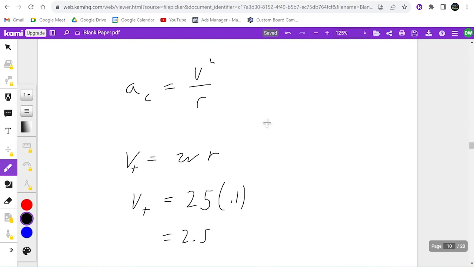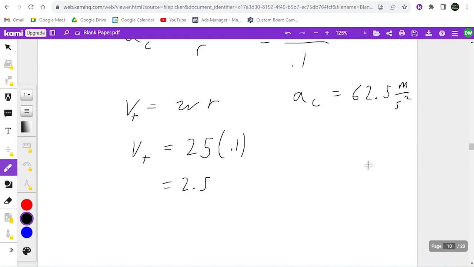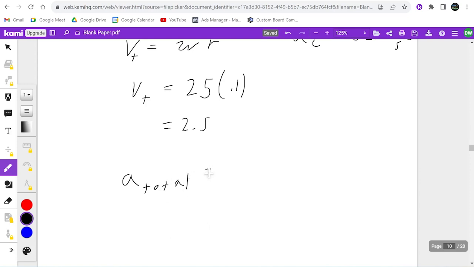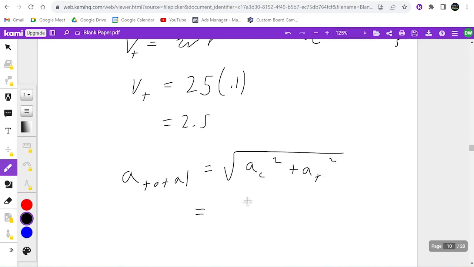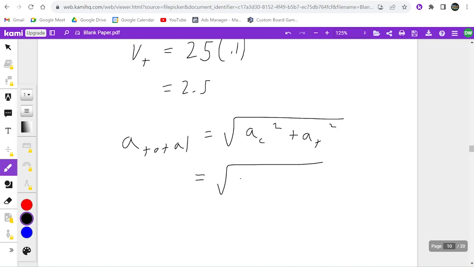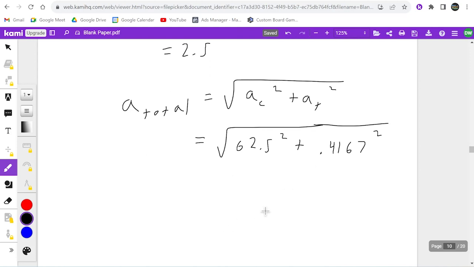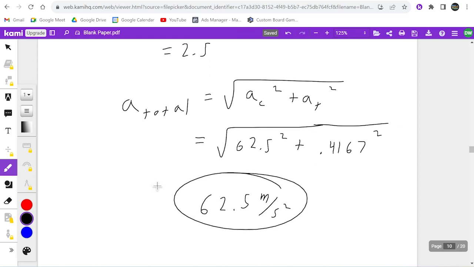And once you have the velocity, this is very simple. It's 2.5 squared over 0.1. And you plug that into calculator, and you'll get 62.5 meters per second squared. And once again, if you want the total, then you just got to take the Pythagorean theorem sum of AC squared plus AT squared. So in other words, that's the square root of 62.5 squared plus the other one was 0.4167 squared. And that's such like a small number that it actually doesn't change your answer at all. The answer is 62.5 meters per second squared. And that's our total acceleration.